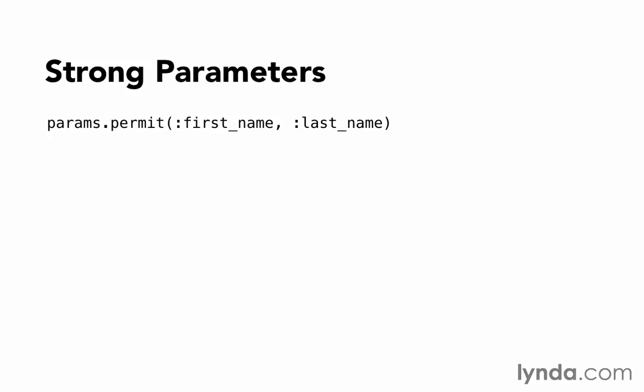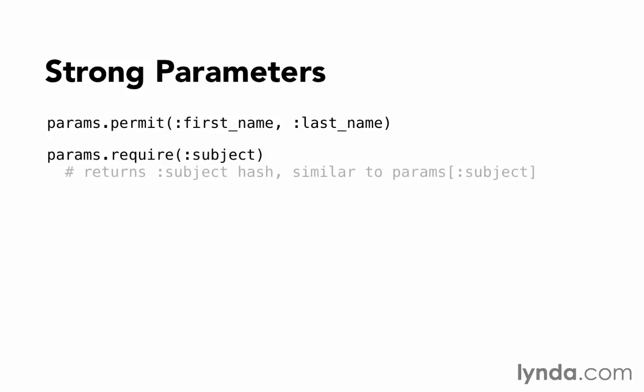Strong parameters also gives us another method called require. Require ensures that the parameter is present. If our attributes hash is assigned to subject, then we need to make sure subject is in the params. Require does not do permitting. It does, however, return the value of the parameter. So in some ways, it's a lot like when we call params subject. It's just adding an extra requirement that it actually be there, or else it'll raise an error.